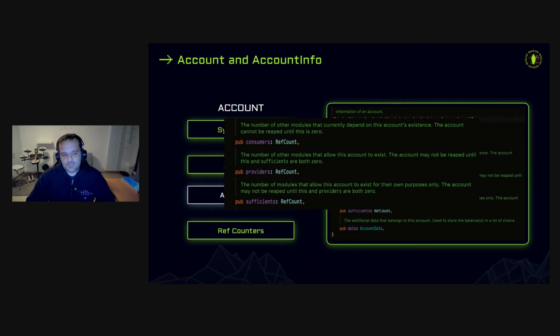So now the question is, what is increasing and decreasing these counters, and how is it related to the existential deposit? In the case of the Balances pallet, that's where the existential deposit actually comes into play. When a new account is created, the Balances pallet increases the providers counter, and on the other side, if the account is killed, it decreases this counter.